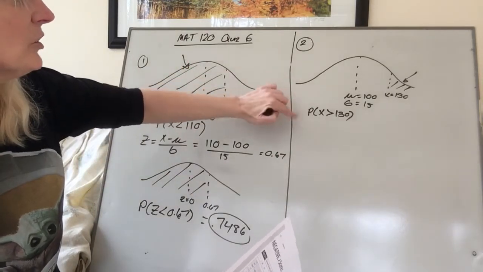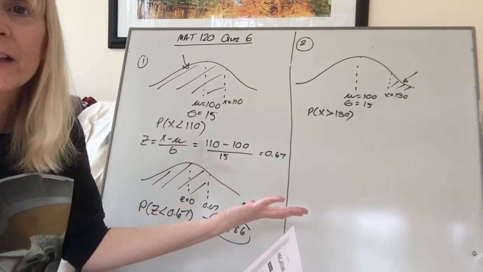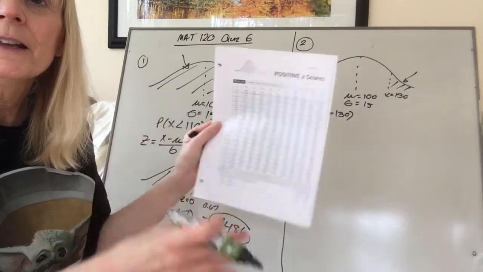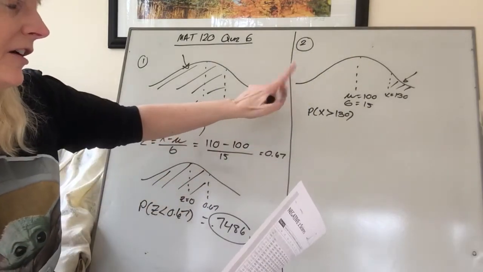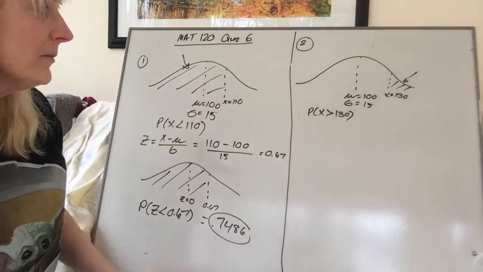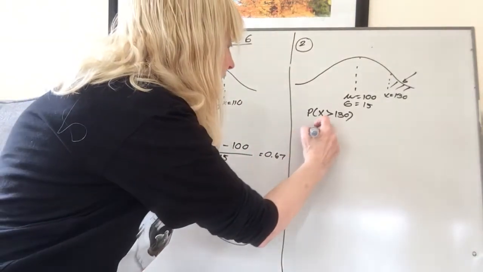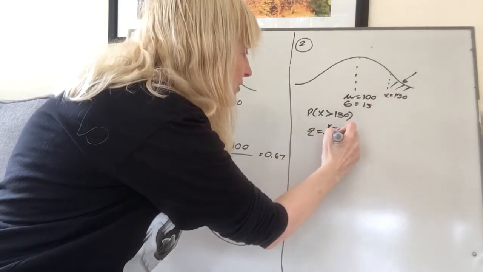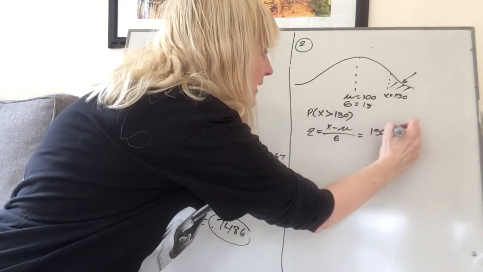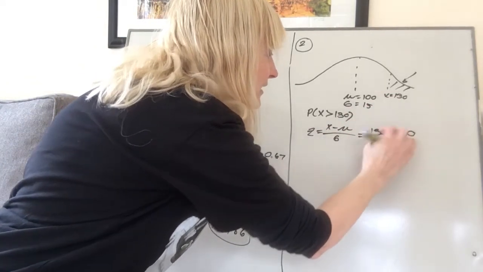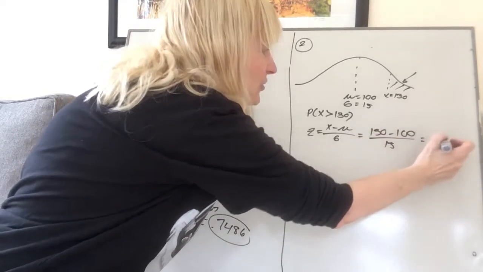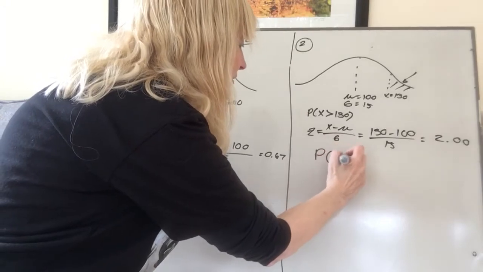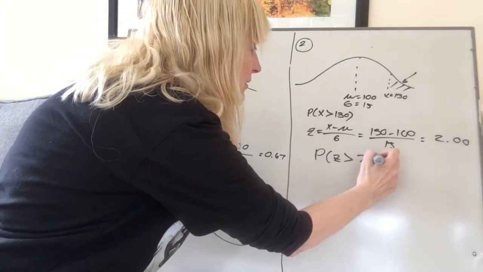If they ask you number 2, how about if they ask you greater than? So this says less than. The way this table works is it gives you the area less than. What if they ask you a question with a greater than? Well, you got to do the same thing to start with. You got to convert your x to a z. So 130 minus 100 divided by 15. So that's 30 divided by 15. I think you get a 2.00. So actually what you're trying to find is the probability that z is greater than 2.